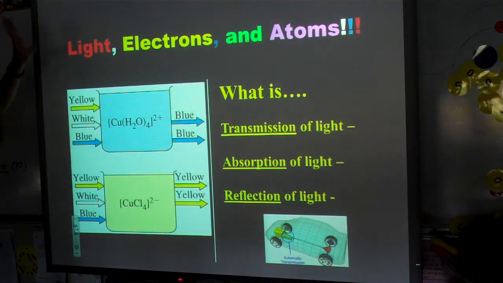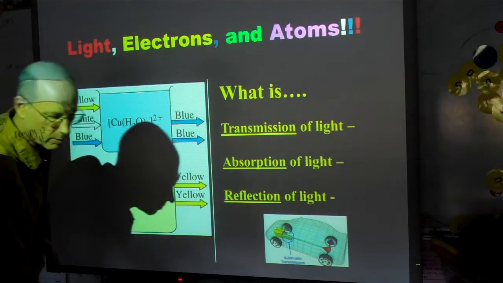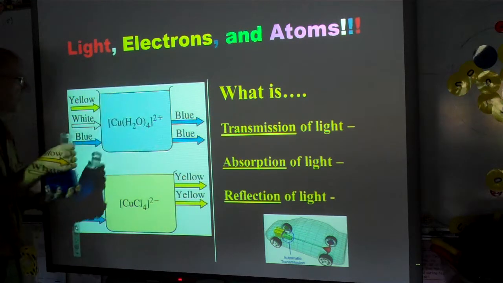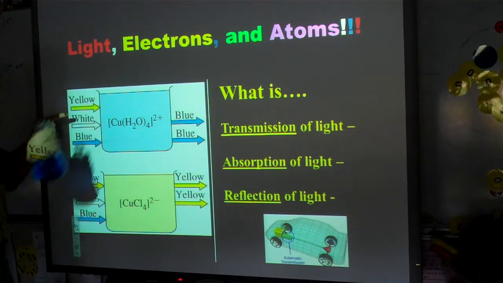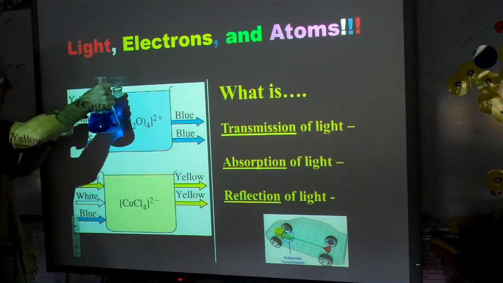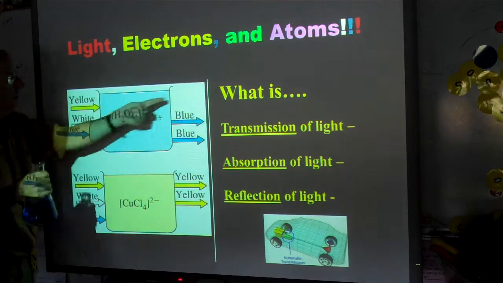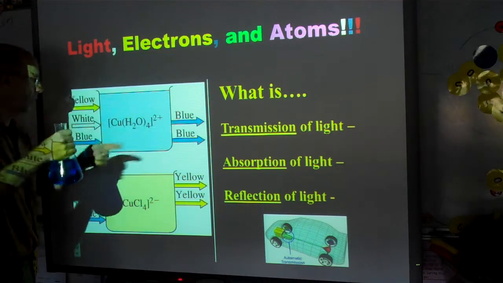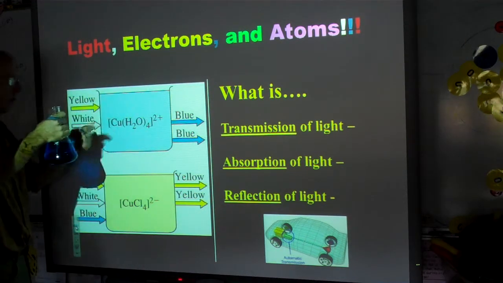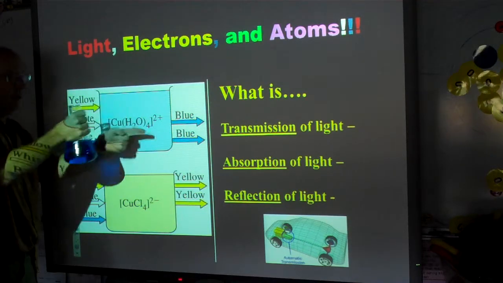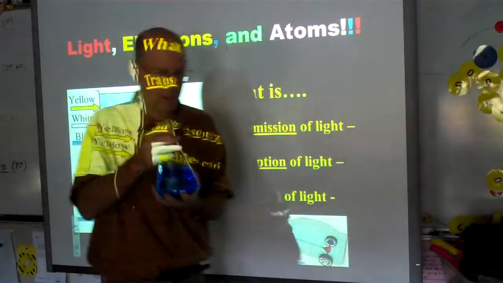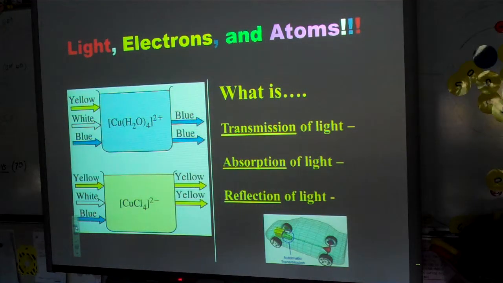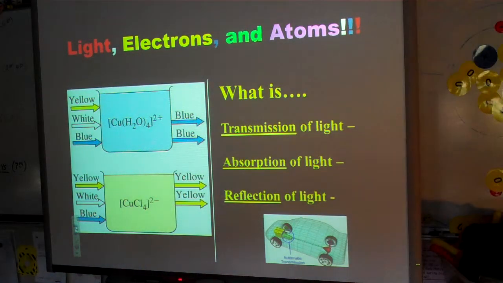All right, here we have two solutions. Kind of like this solution right here. It's a blue solution. Turns out that if we shine yellow light on this blue solution, it doesn't make it through. But if we shine white light on the blue solution, blue light does go through, and if we shine blue light on it, blue light also goes through. So these different colors interact differently with light.